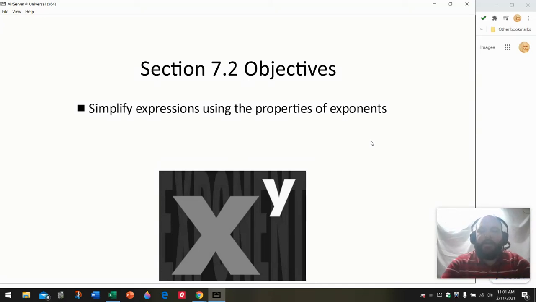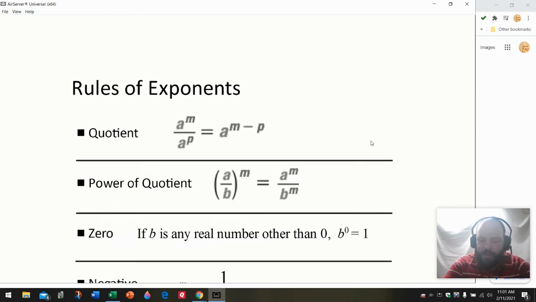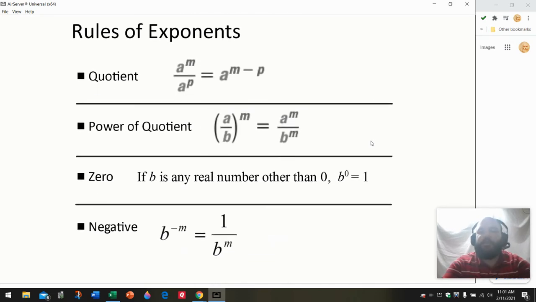Hello, everybody. So today we're going to start into Chapter 7, Section 2. This is just a continuation of what we started discussing in Chapter 7, Section 1, the main point of which was to start discussing exponent properties. So I'm going to show you some more exponent properties, and we're going to use those properties to simplify more algebraic expressions. So here are the new properties for this section.